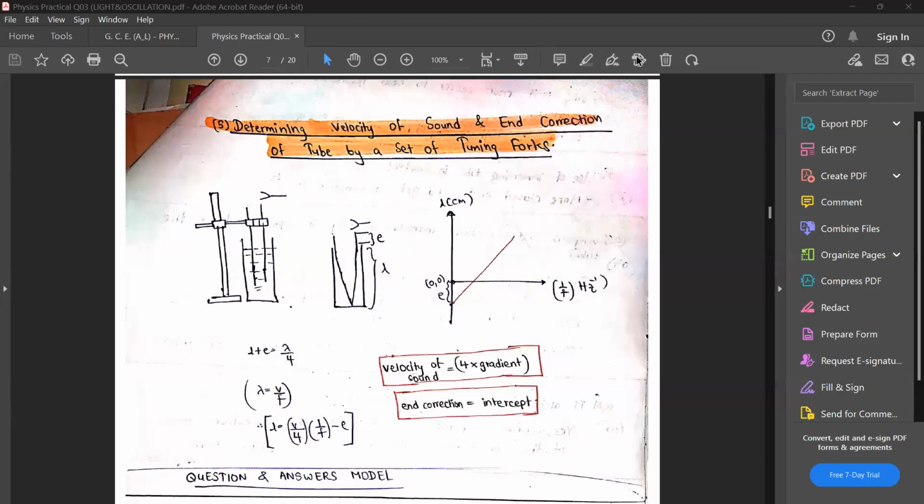Okay, so we'll go to the practical where we can determine the velocity of sound using a set of tuning forks and end correction as well, right? Earlier we did it with one tuning fork and using several harmonics. So we don't need to worry that much now, because here we always take the fundamental note. So, the fundamental tone.